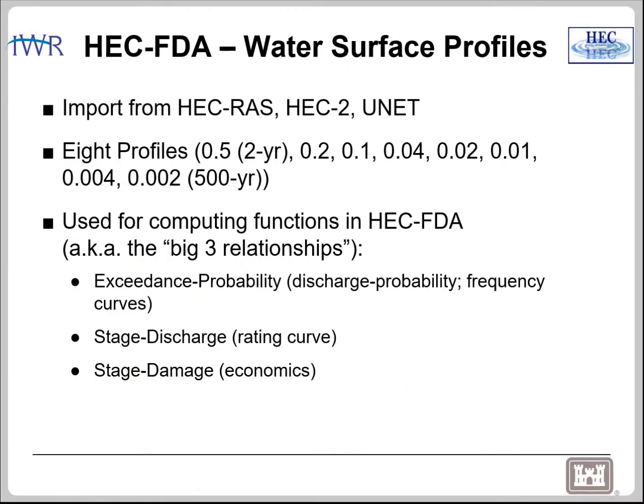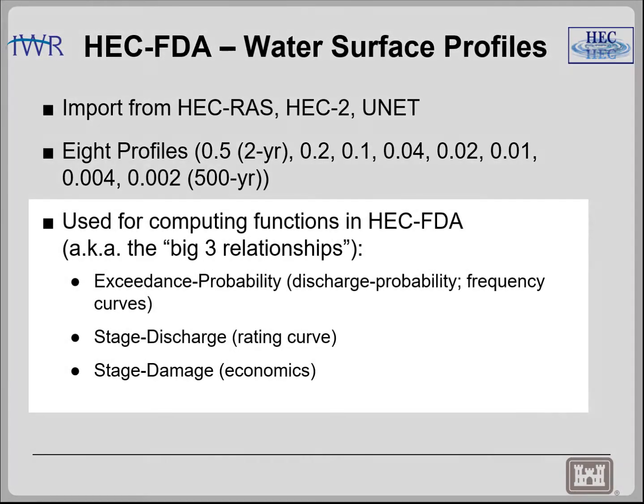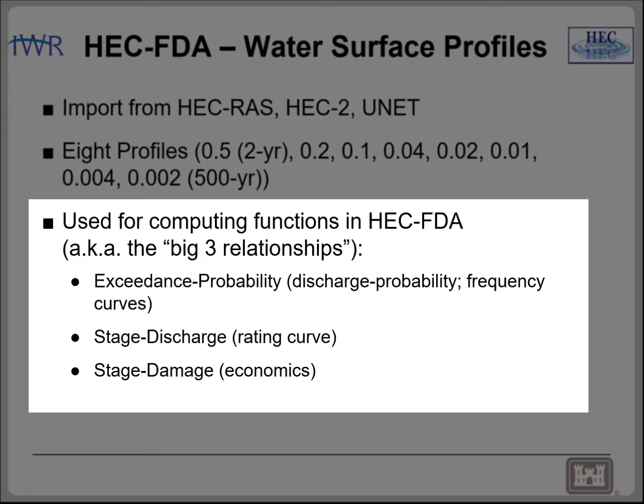In HEC-FDA, water surface profiles can be imported from files generated by HEC-RAS, HEC-2, and UNET. In today's workshop, we will be working with HEC-RAS exported water surface profiles. These 8 water surface profiles, one for each exceedance probability, are for the Bear Grass Creek study. The 8 profiles are used to compute the following Big 3 relationships in HEC-FDA.